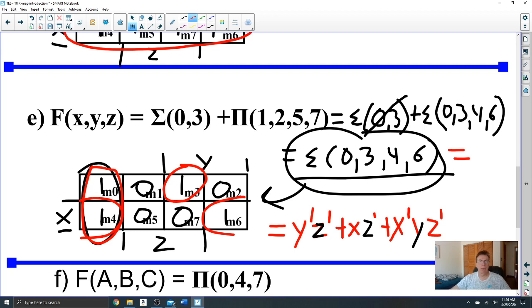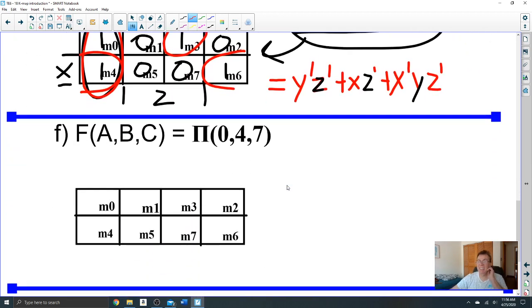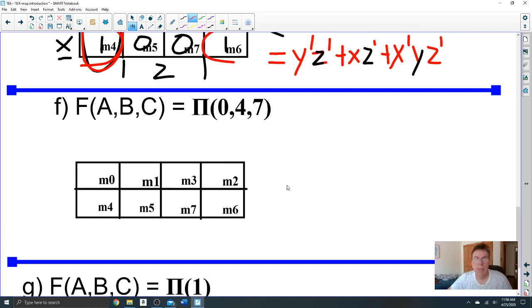Okay, so let's look at two more examples. Very easy. Now let's look at this. It's a product of max terms 0, 4, and 7. Let's look at the map.